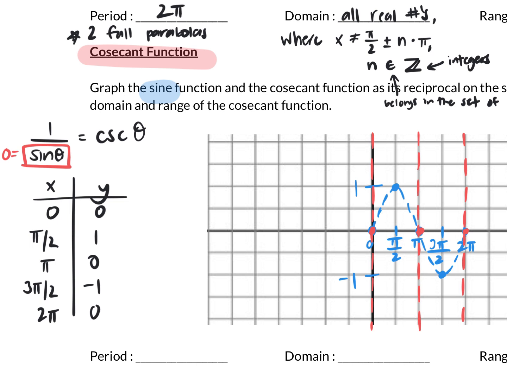And then when I am graphing my reciprocal function, my cosecant function, we're going to have those parabolas again at where my maximum and minimums are. So my maximum is up here, minimum down there, and then I can go ahead and draw in my parabolas.